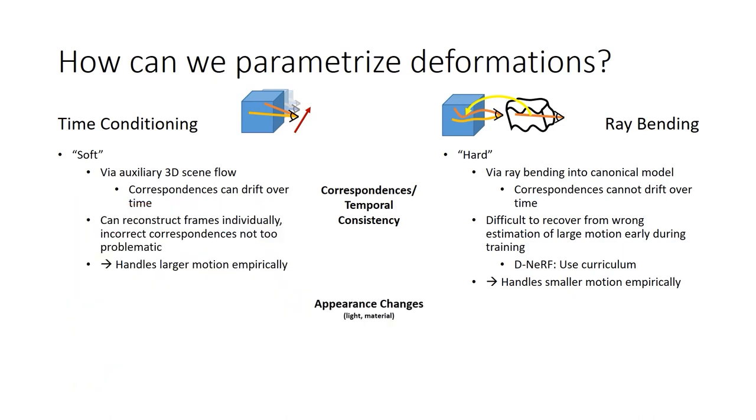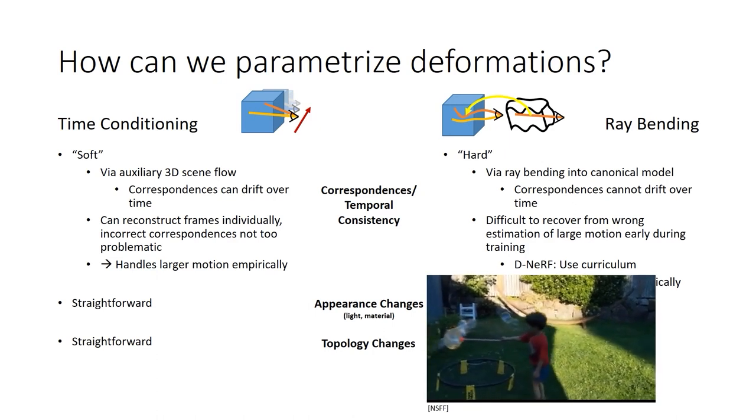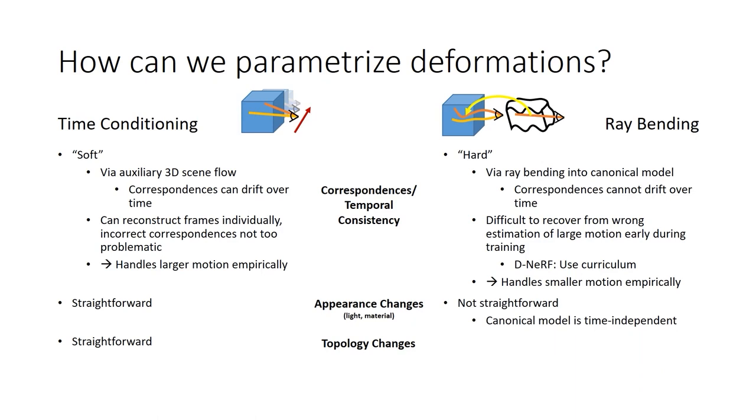Another aspect are appearance changes like shadows or material. In the time conditioning framework, these are straightforward to model. The same holds for topology changes, as we can see again when looking at the bubbles in this novel view video. However, ray bending struggles with appearance changes, since the canonical model that contains the appearance is independent of time. These methods also have difficulties with the discontinuities required for topology changes.